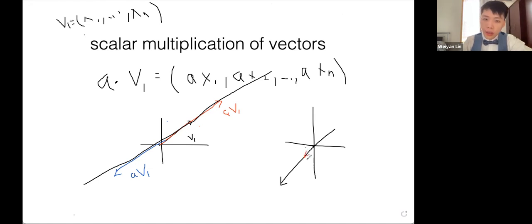I is just the vector with length 1 at the x-axis. Actually, I'll use E1 to avoid confusion. This is E1. Then E2. And finally, you have E3.